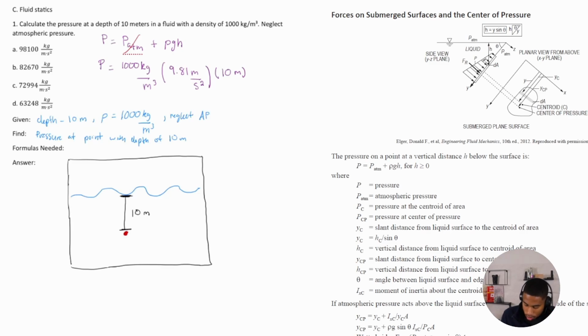All right. Now, once we cancel our units, we get 98,100 kilograms over meter second squared, or Pascals.